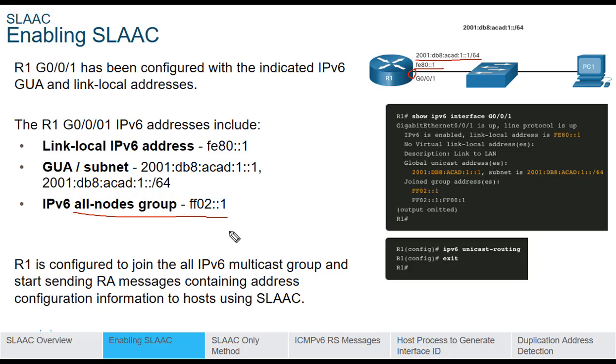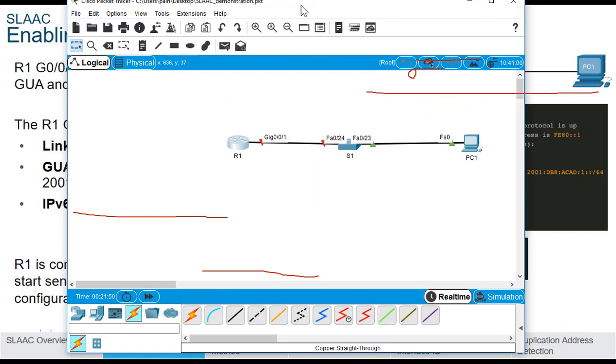So R1 here is configured to join the all IPv6 multicast group and start sending RA messages containing address config information to hosts using SLAAC. Okay, so let's begin this by creating a simple Packet Tracer network with a router, a switch, and a PC. You can pause this as you go through if you need to bring up Packet Tracer and do this.